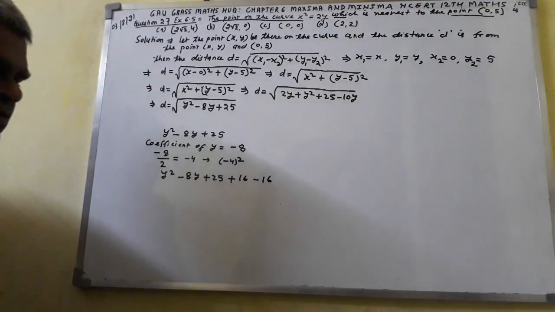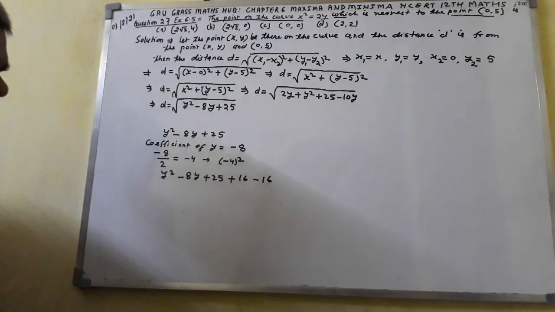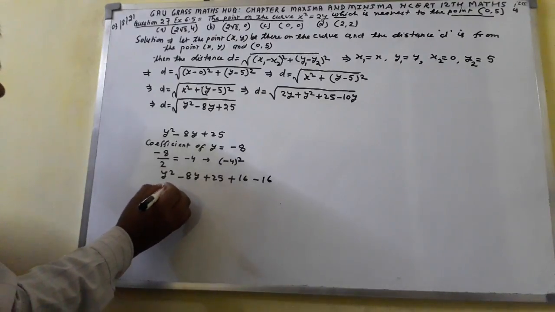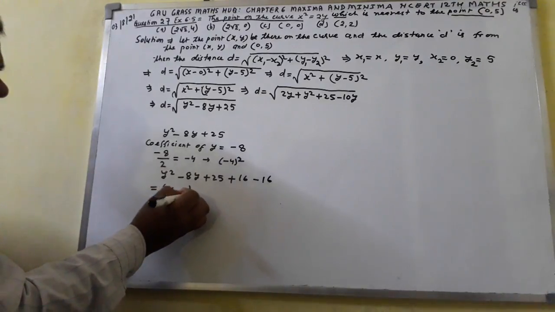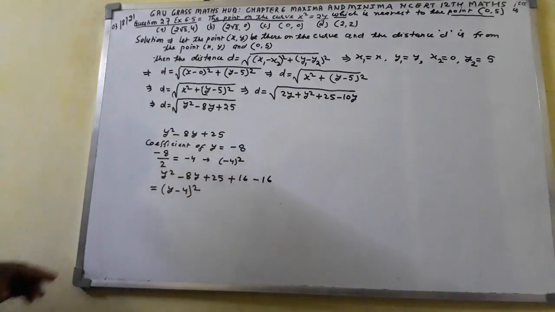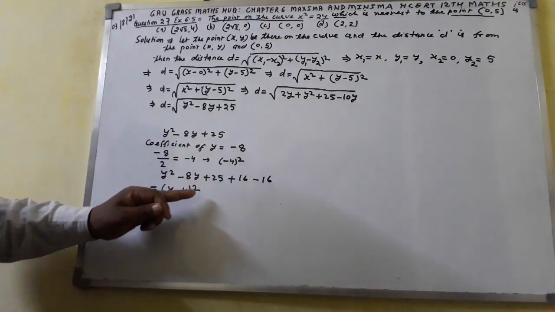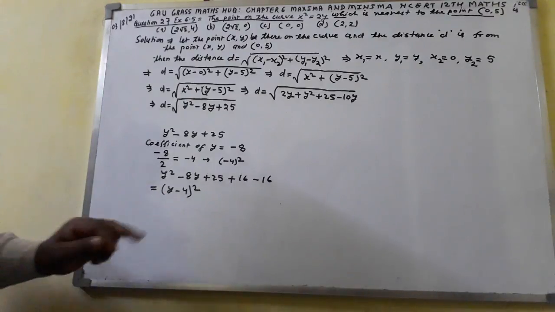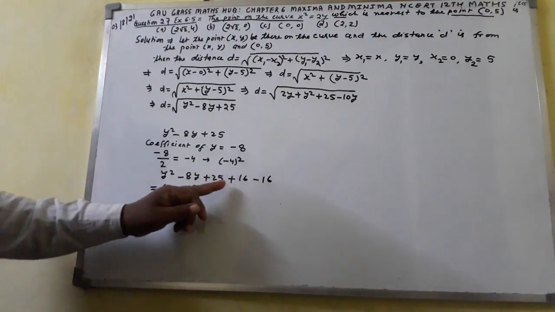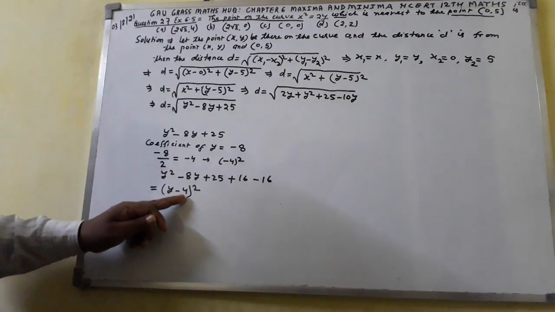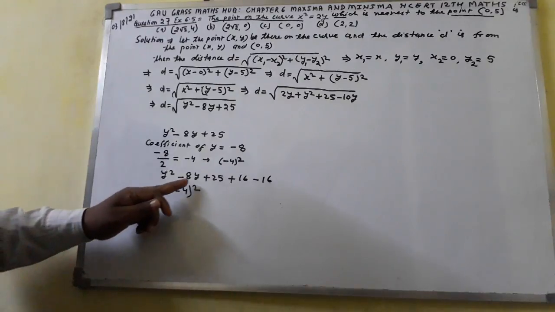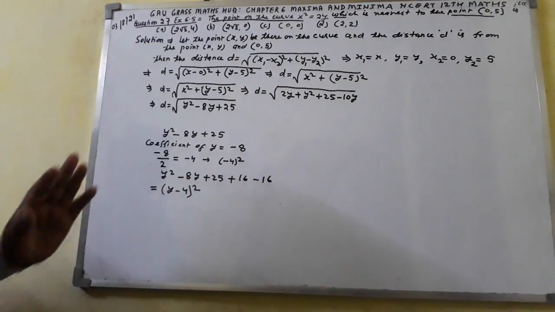There will be no difference in the original value. So what to do here? Here I shall write equal to (y minus 4) whole square. Just expand this one. You will get y square plus 4 square 16 minus 4 multiply y, 4y minus 8y. Twice you will get 8y.